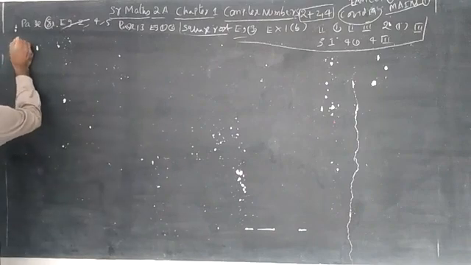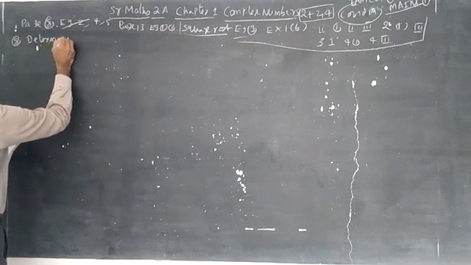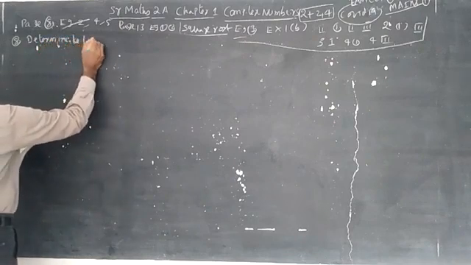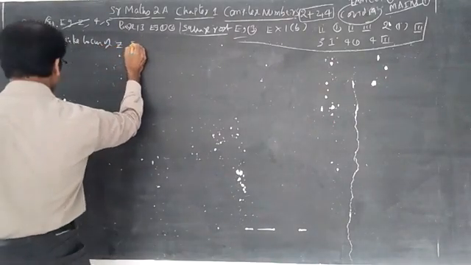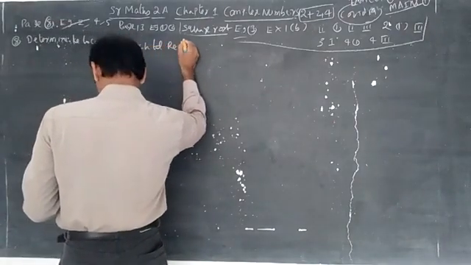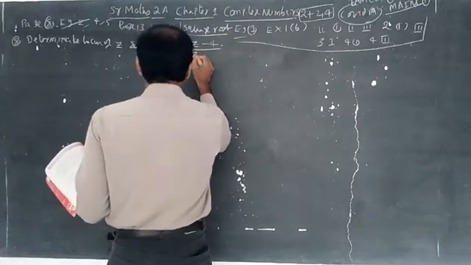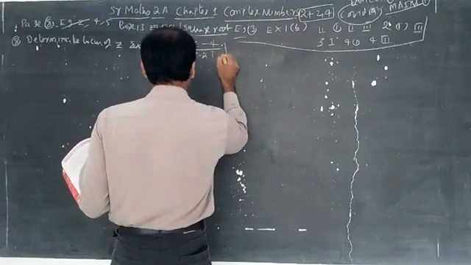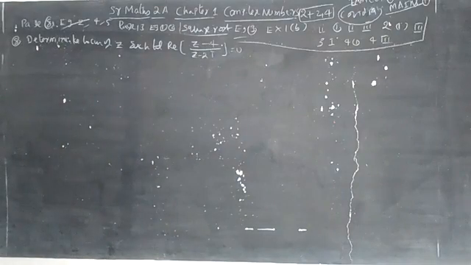Eighth one, determine the locus of Z such that the real part of (Z minus 4) by (Z minus 2i) is equal to 0. Here Re means real, that is, the real part.